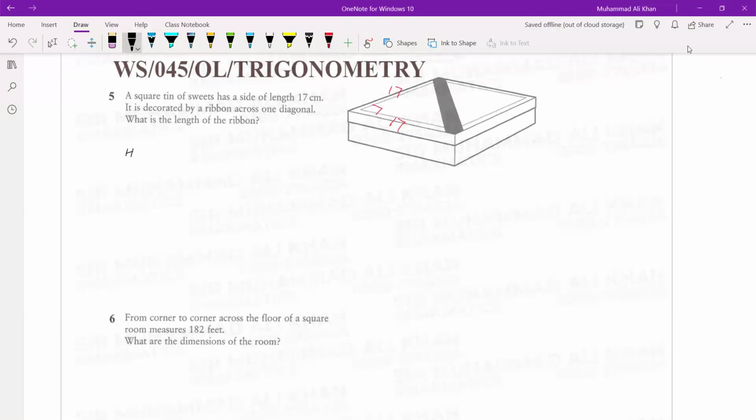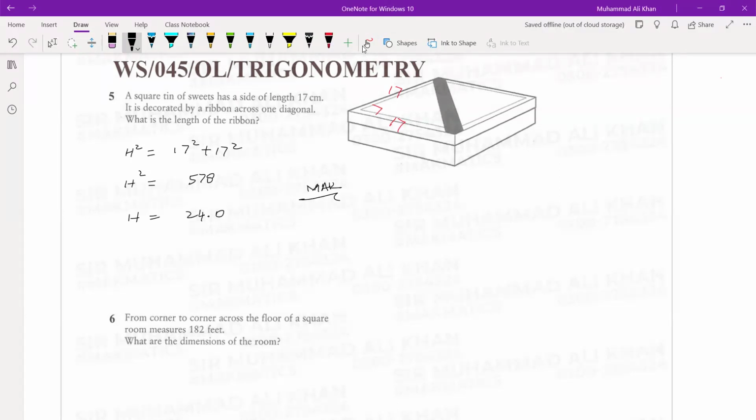So hypotenuse square equals to perpendicular square plus base square. So what is the 578? Hypotenuse square equals to 578. And what is the hypotenuse side? 24.0 is the hypotenuse side, right? Any confusion? Hopefully, no.